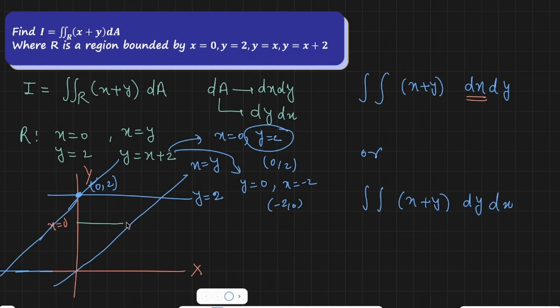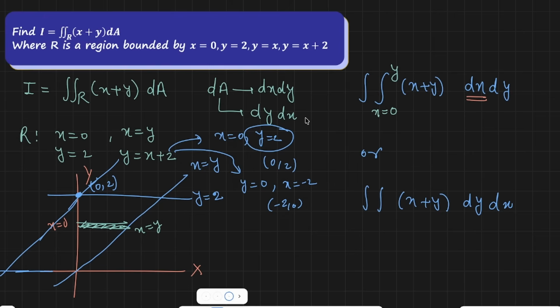So this will be the strip. So what is the lower limit of x? Because of that, x equals 0 is given. So first I will write the limit of x. The limit of x will be from 0 to y, this is my x equals y, 0 to y.